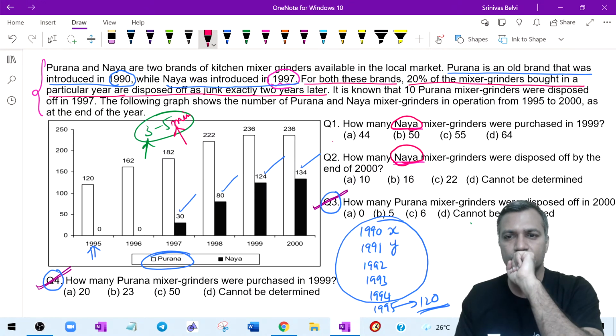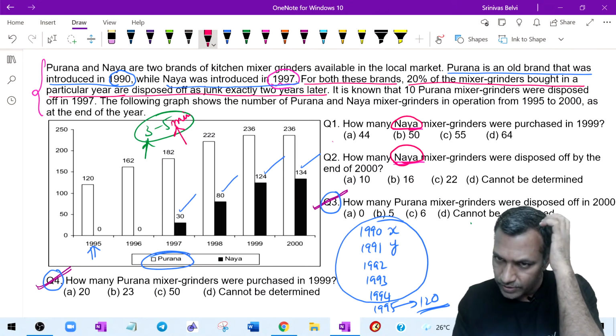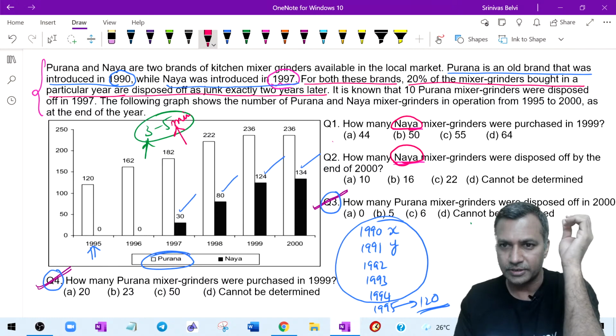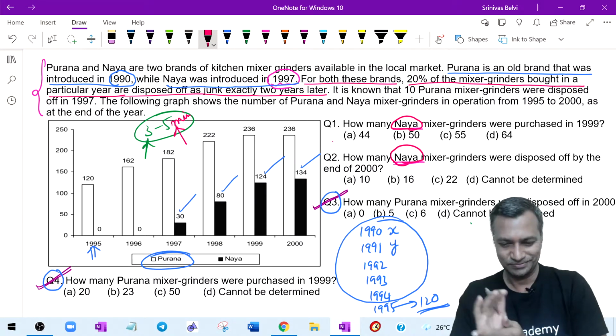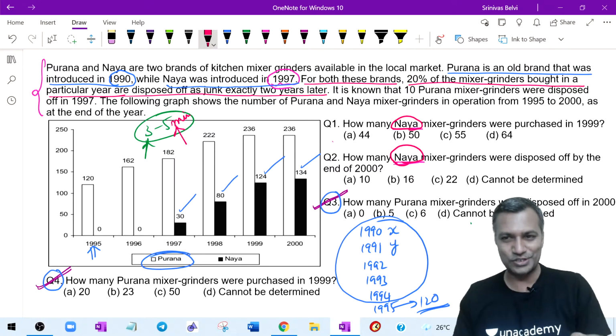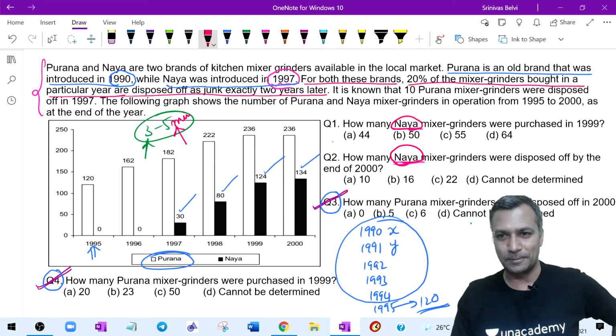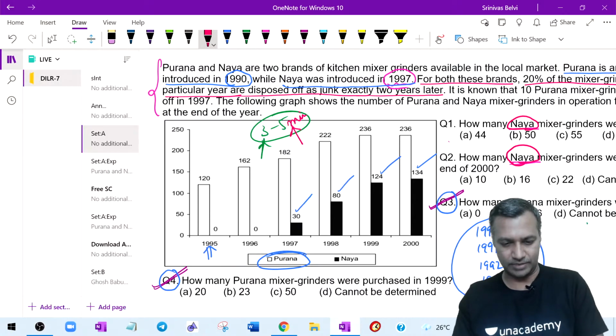Keval, Mohak, Meenakshi. Anybody else? Kishan. All right. Mohit. Good. I'm hoping that others are also fine, because that's the first thing I wanted you to understand. Piyush. All right.